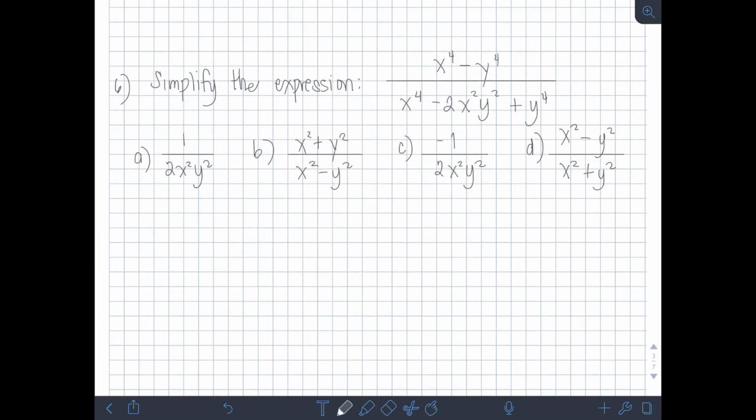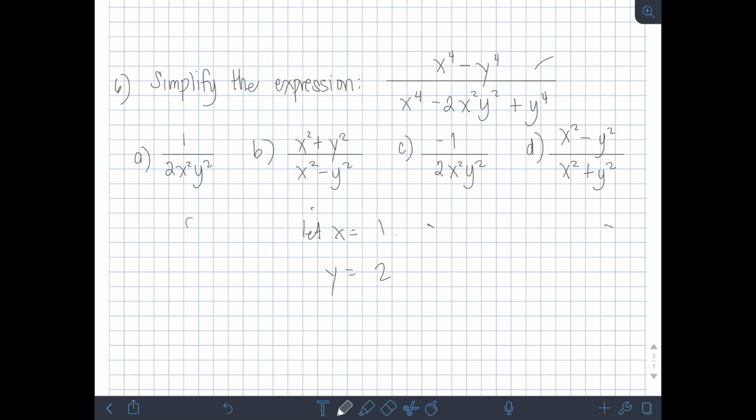Okay? Next, we have: simplify the expression x to the fourth minus y to the fourth over x to the fourth minus 2x squared y squared plus y to the fourth. So this time, pwede kayong mag-substitute ng value dito for x and y. So, let x, let's say, 1. Tapos, let y, let's say, 2. Tapos, pag sinubstitute nyo yung x na 1 tsaka y na 2 dito sa expression, masasolve nyo yung sagot. Tapos, isubstitute nyo uli yung x na 1 tsaka y na 2 dun sa mga choices.